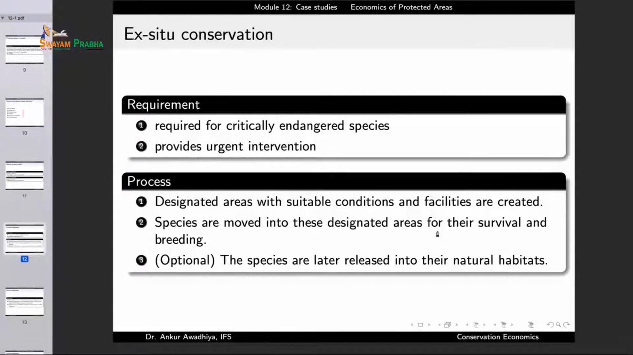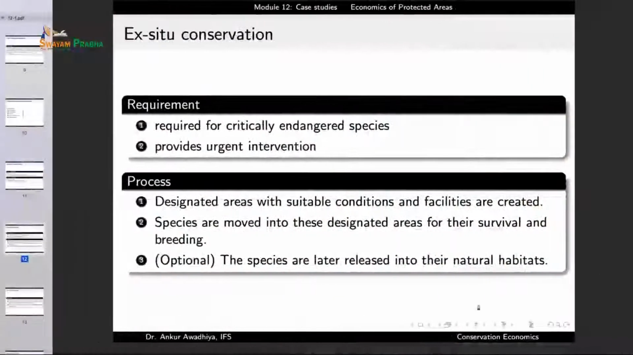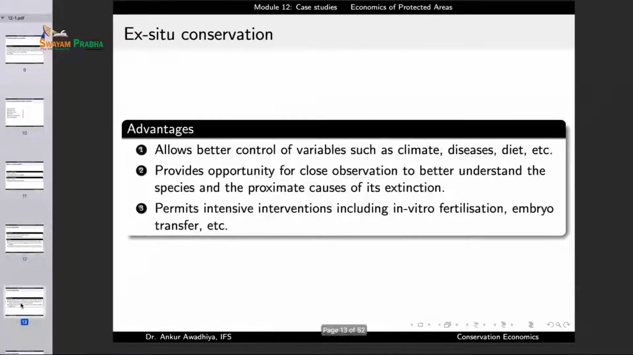And in a number of cases, we also do ex situ breeding of these animals, the captive breeding of animals. So what is done is that these animals that are critically endangered are brought into these zoos and they are allowed to breed. And when the population goes up, then it is also possible that we can later release them into their natural habitats. So that is ex situ conservation.